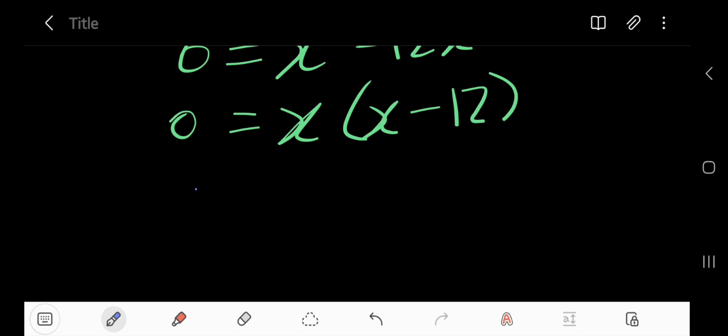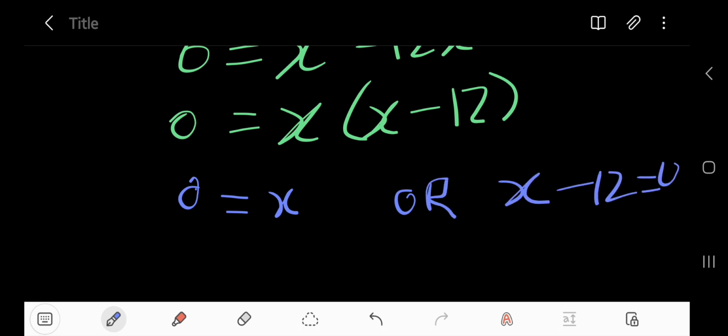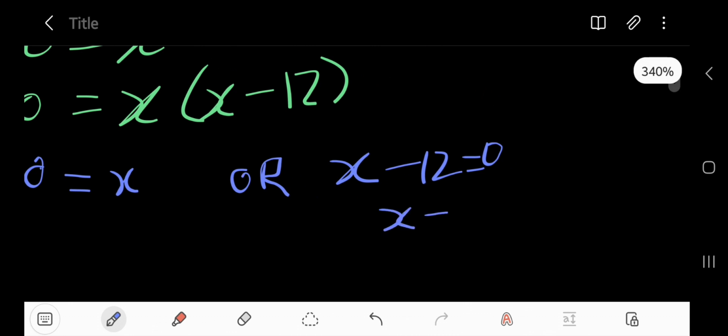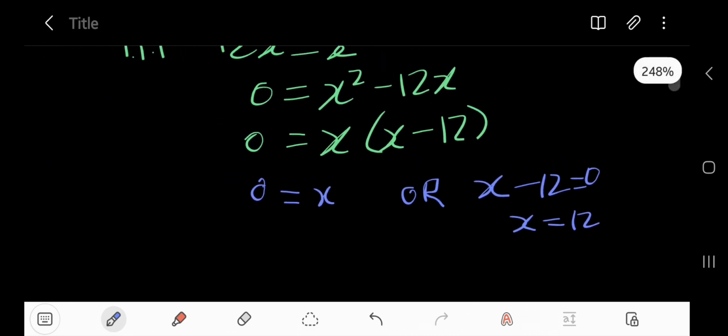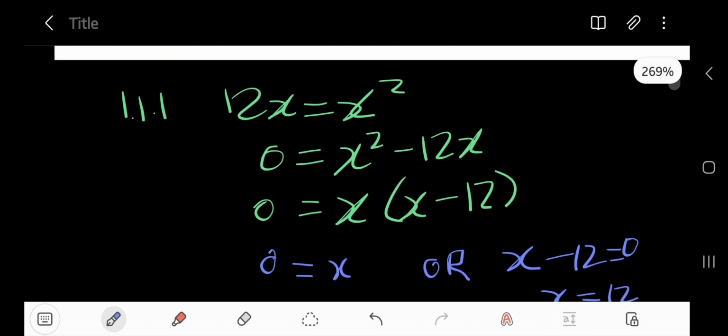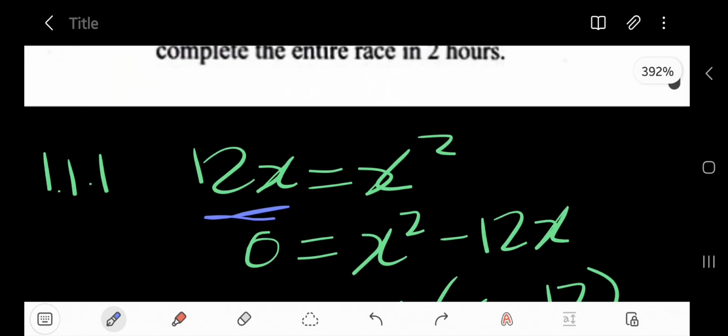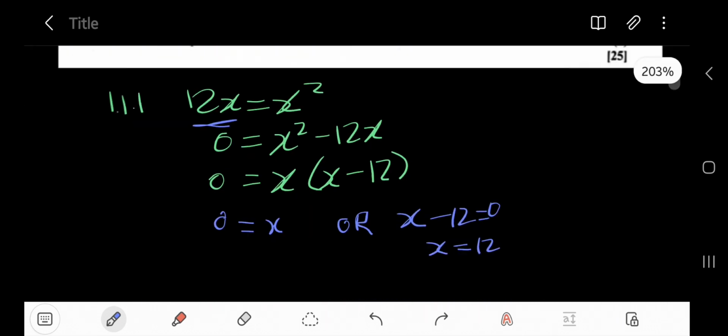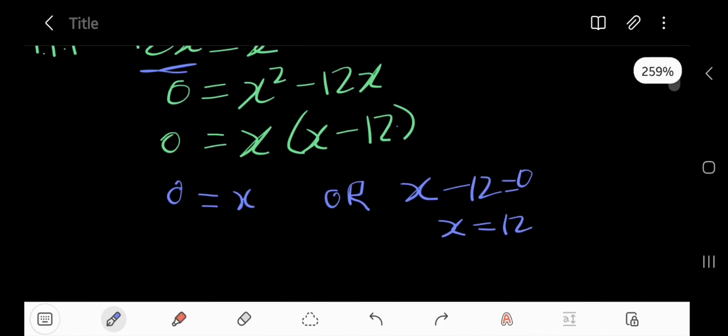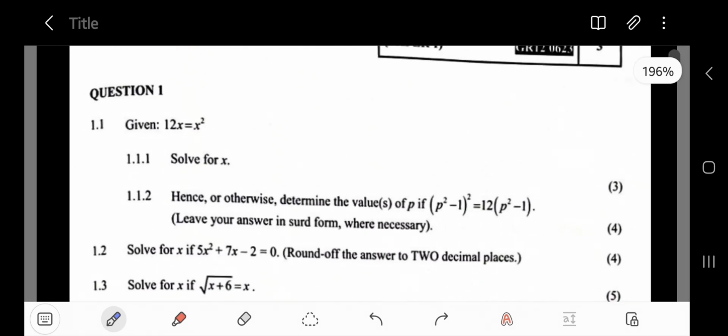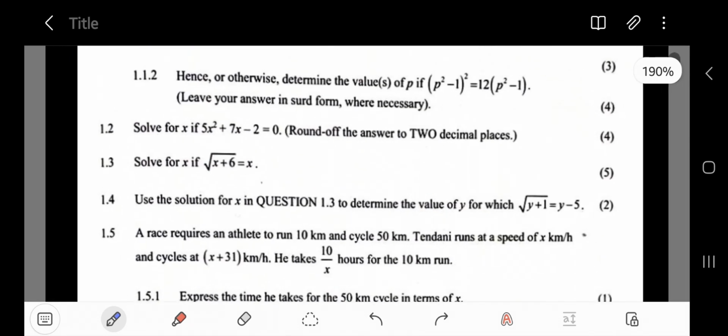So let's go. 0 is equal to x, or, let me write it like this: x minus 12 is equal to 0, which means that x is equal to 12. It makes sense, because if I replace this here, 0 times 12 gives us 0, and 0 squared is still 0. And if I place 12 there, 12 times 12 is 144, and 12 squared is also 144. So that's okay.